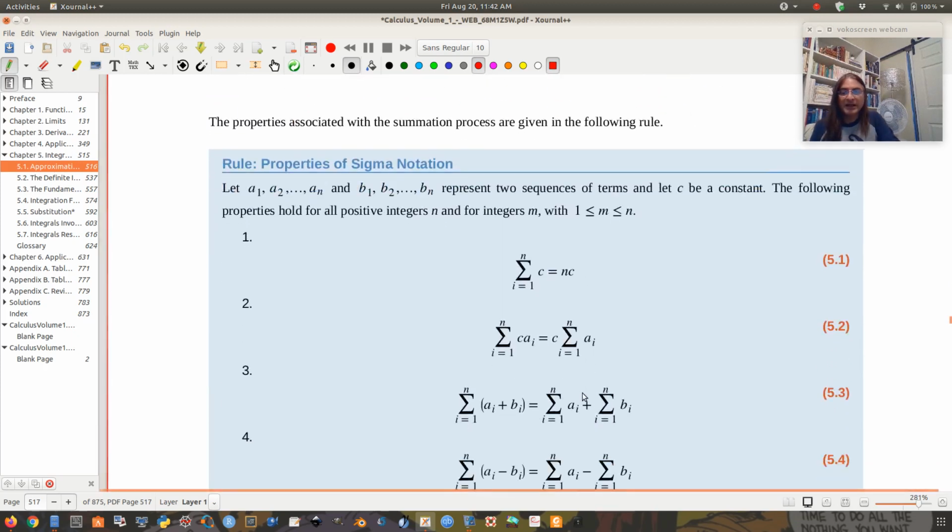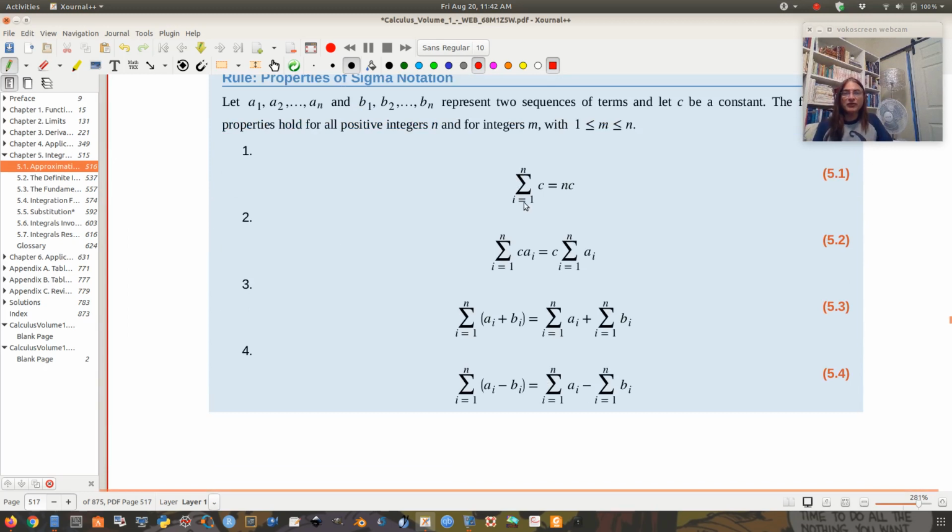Okay, now for the sigma notation, we will see if you add a constant n times, which means, see, c is not a function of I, so first time you add c. Second time you again add c, and you keep adding n times. If it is n times, it becomes nc. On the other hand, if you have c a_i, the summation sign goes through c.